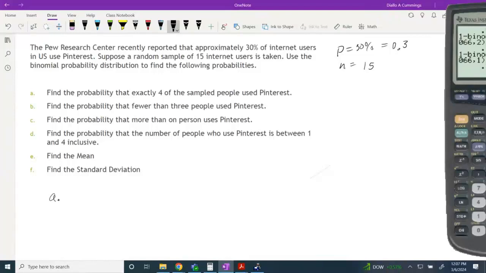A says find the probability that exactly 4 of the sample people use Pinterest. All right, so we're finding an exact probability. So we're going to use the PDF, right? So we're going to use a binomial PDF for 15, 0.3, 4.